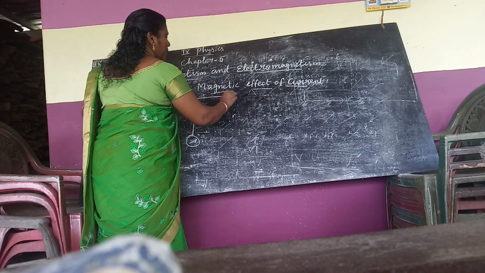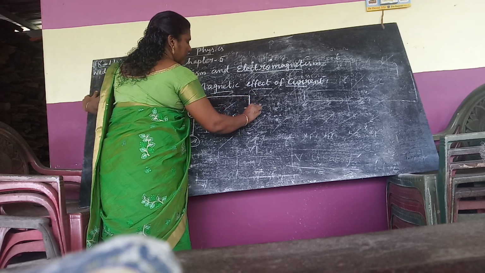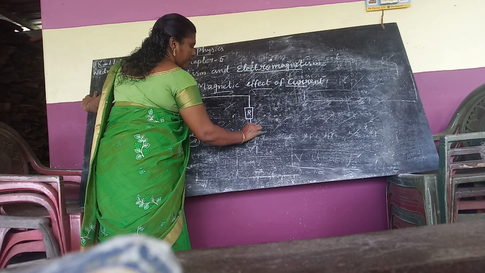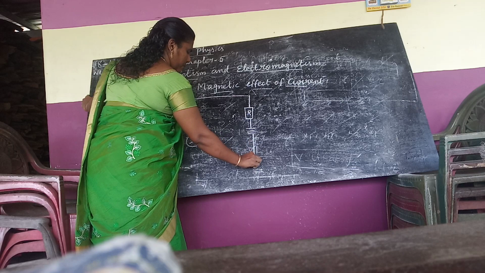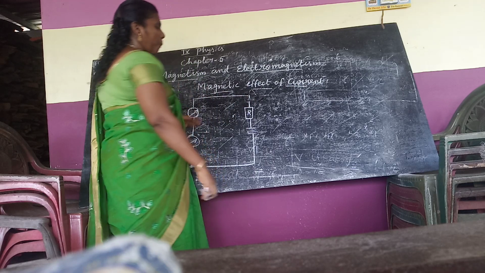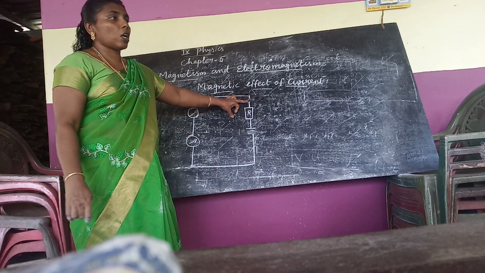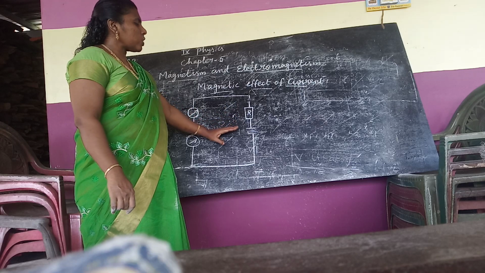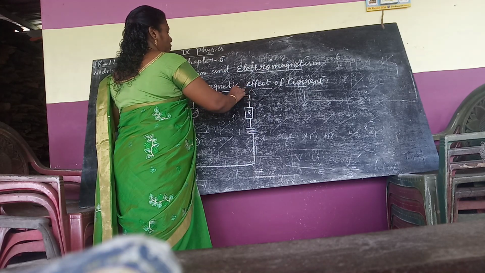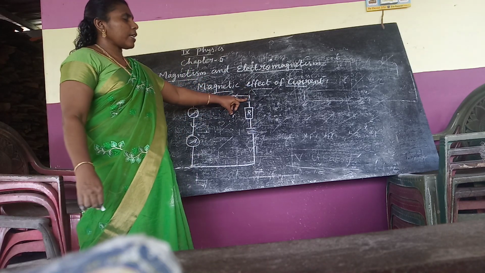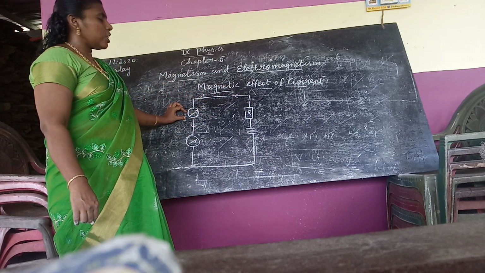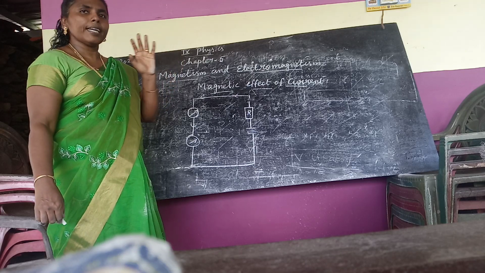Fix two magnetic needles. Here is the resistor, battery. Now suppose this circuit is open, not closed. Open means the current does not flow through the conductor. So the circuit open means current does not flow through the conductor and the magnetic needle does not show any deflection.